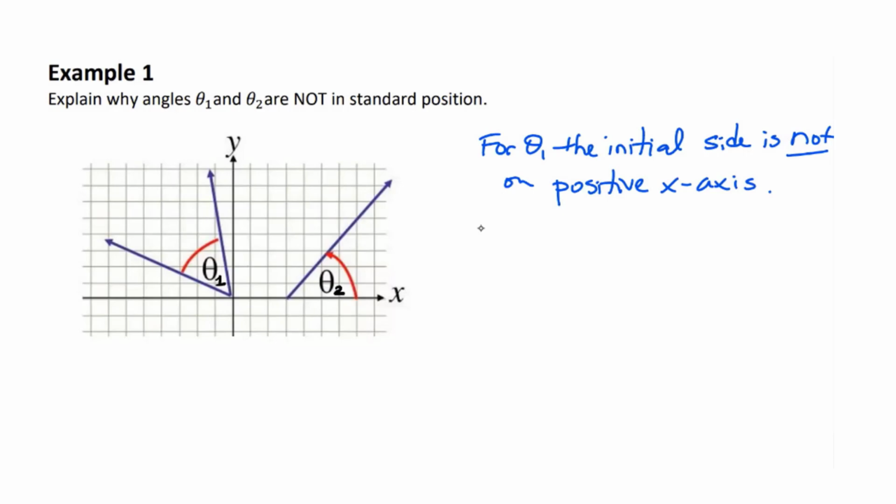Now let's look at theta sub 2. Why is theta sub 2 not in standard position? Well, remember, the vertex has to be located at the origin. So for theta sub 2, the vertex is not at the origin.